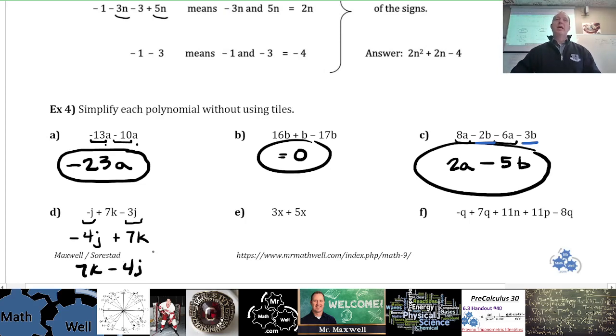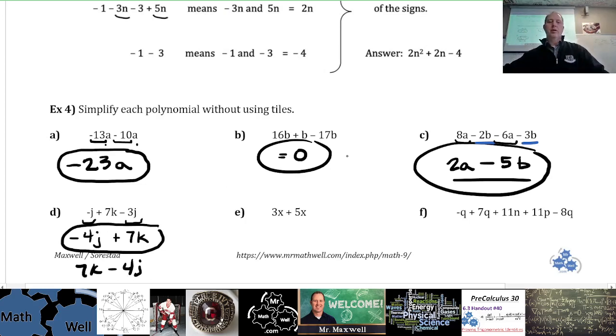I'll give you a little hint, though. Usually, if there are different variables and they're written in a polynomial like this, you go alphabetically if you can. So usually the A's are written before the B's, which I did up here, okay? And usually the J's would be written before the K's. That's kind of convention. That's normally how we do things. But at this point, I just want to make sure that you can gather the like terms properly, so I don't care about the order. We'll worry about that as we move further into math.